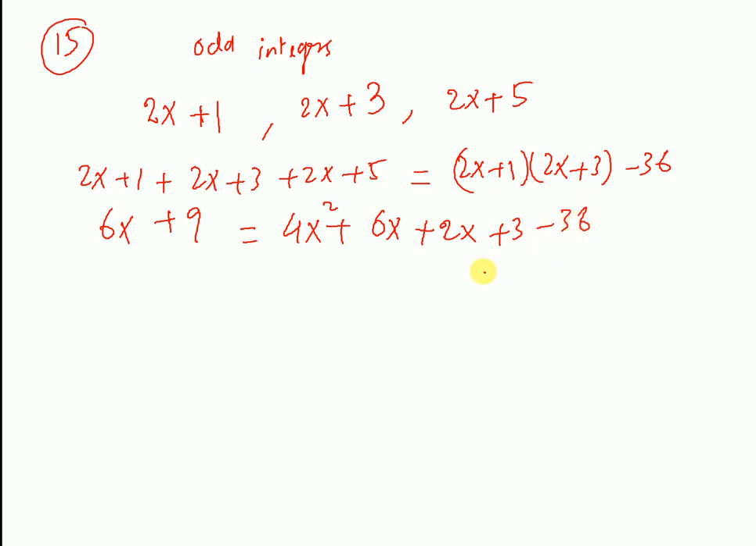Now move all the terms to one side, leaving the rest to be 0. If you do that, I subtract 6x and subtract 9 on both sides. I got 0 on this side. So let's rewrite this. I have 4x squared. 6x is gone. I have 2x left. Now 3 minus 36 minus 9, that gives me minus 42, and this side is equal to 0.